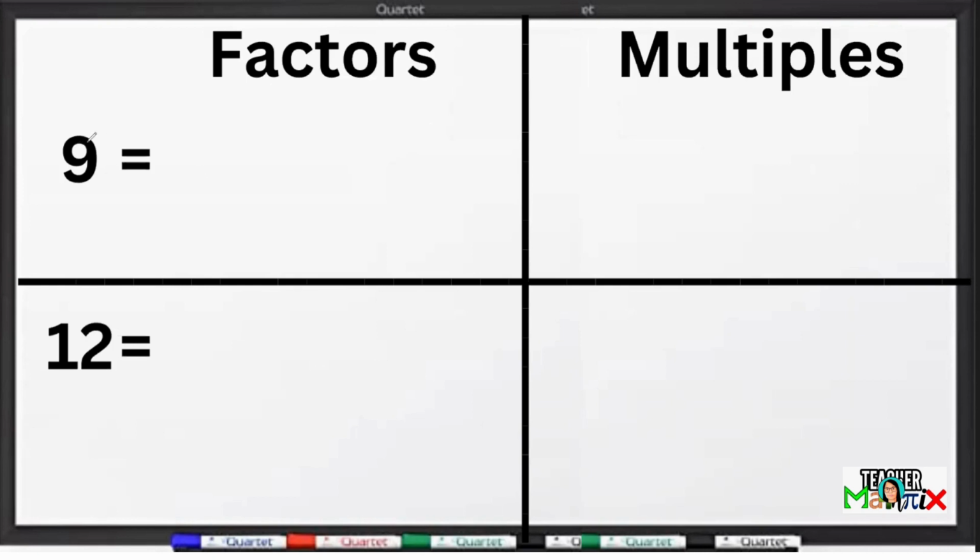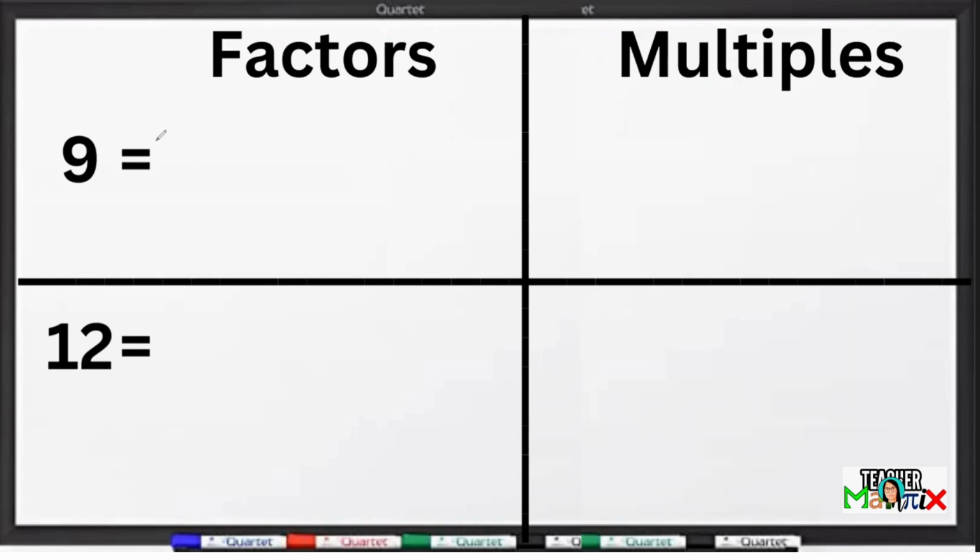Meron tayong dalawang numbers, 9 and 12. This time, kukunin natin ang mga factors and multiples. Let's start sa 9.